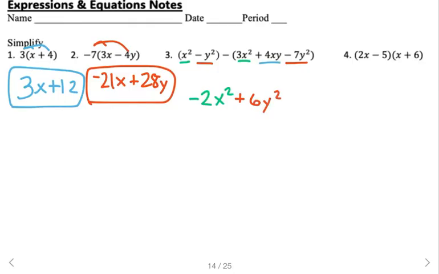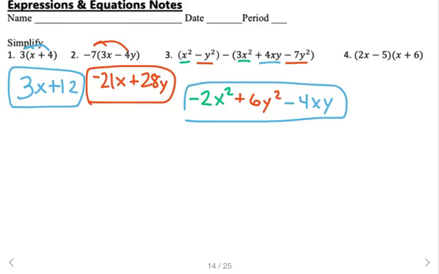And then we have to subtract the 4xy. There's no like term to combine it with. The order really doesn't matter here. Typically we see the highest exponent, especially for your first variable as it comes alphabetically.